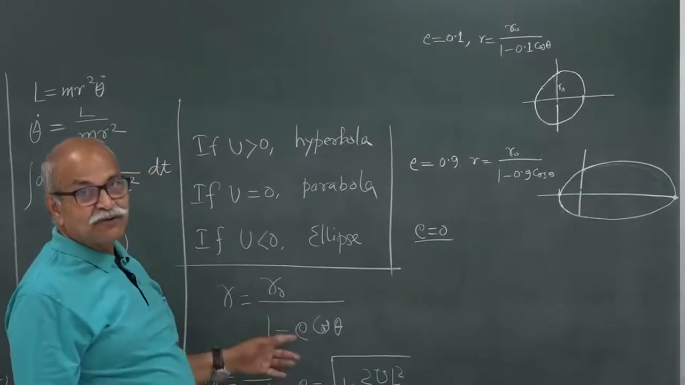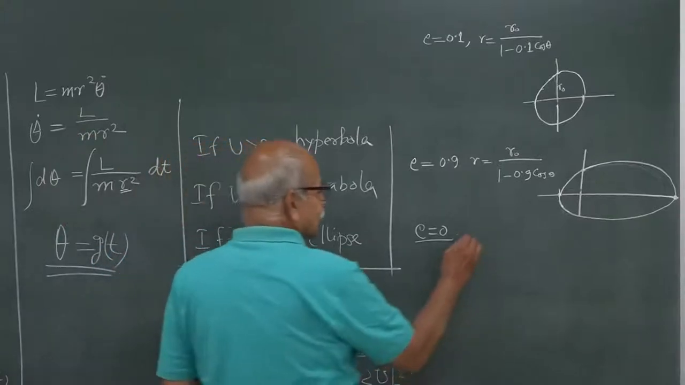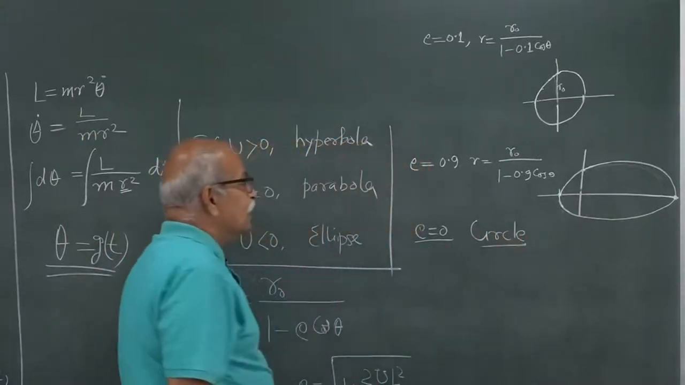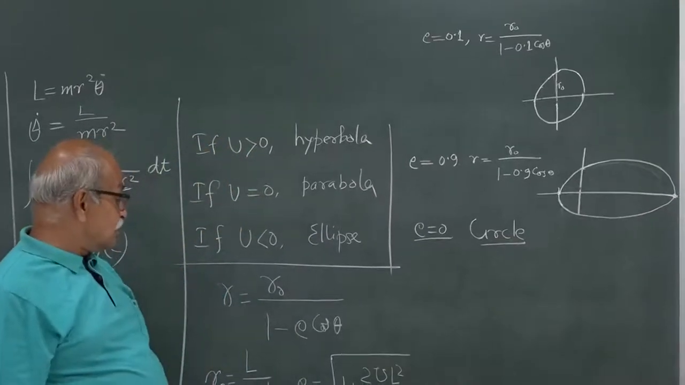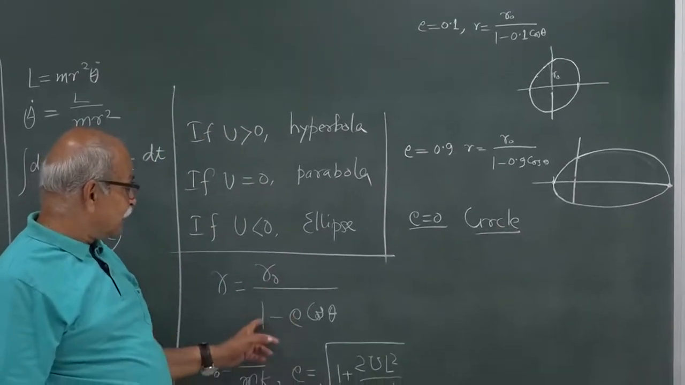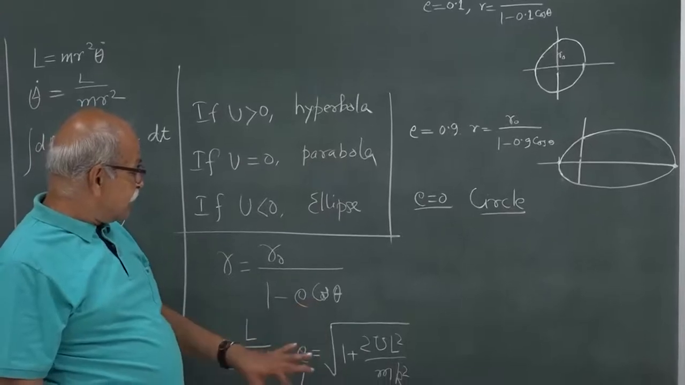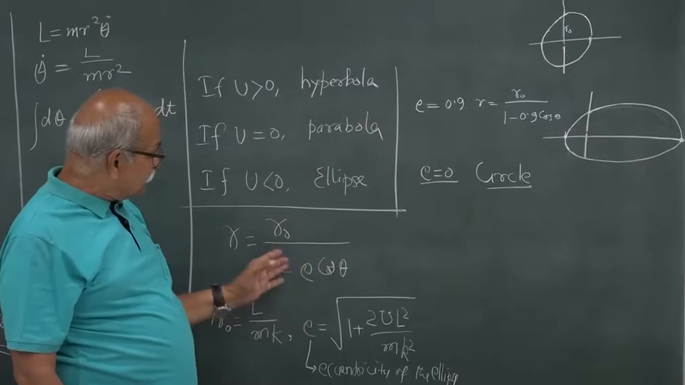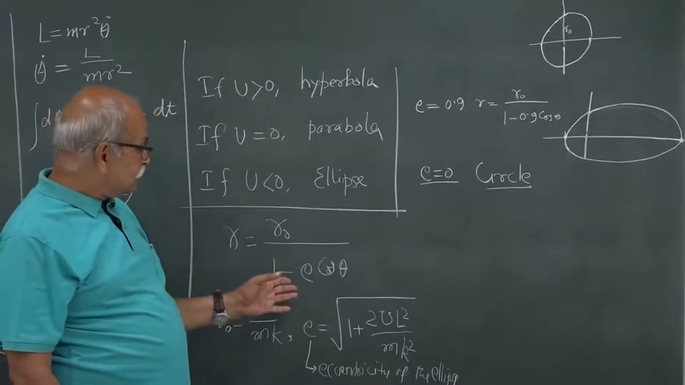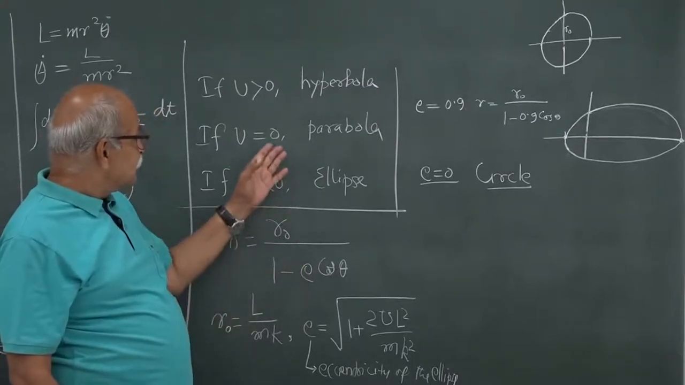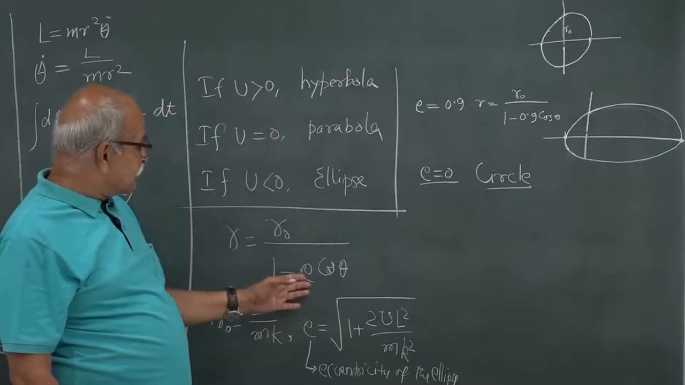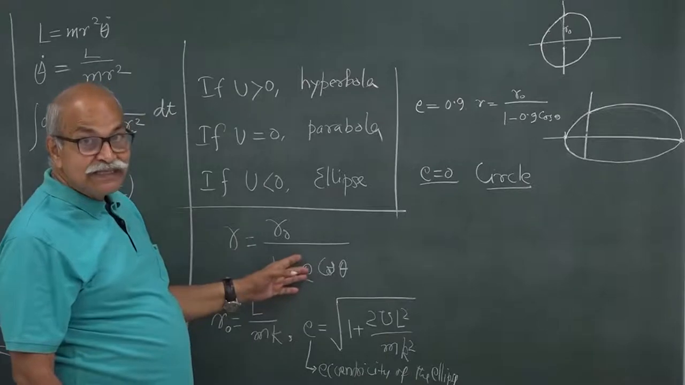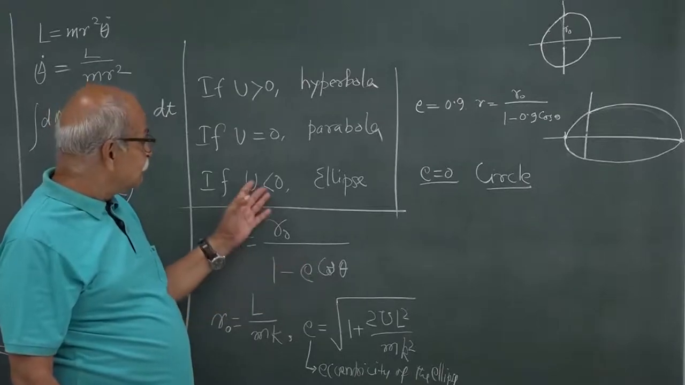R is equal to R naught for all theta. So, that is a perfect circle, right? And if E is equal to 1, then it is 1 minus cos theta, and somewhere it will blow up, go to infinity. So, if E is equal to 1, then it is a parabola. If E is greater than 1, then it is a hyperbola. If E is less than 1, between 0 and 1, then you have an ellipse.